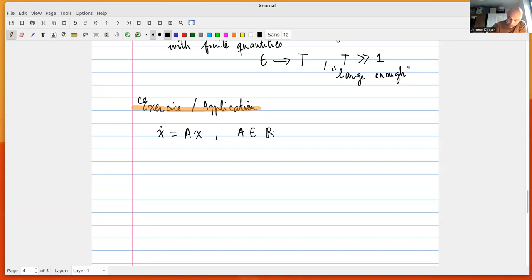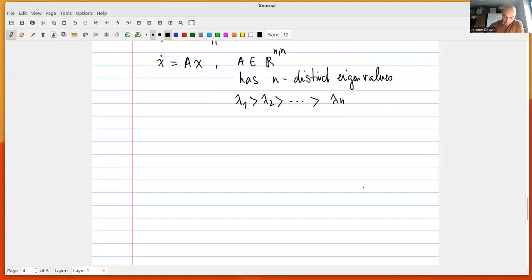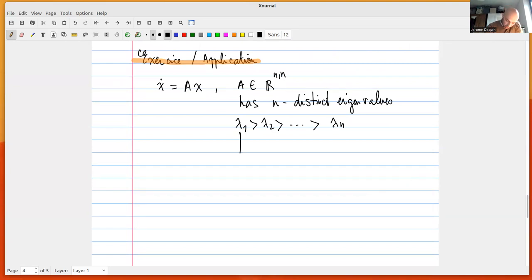A is an n-dimensional square matrix. And I assume that A has n distinct eigenvalues, that I denote lambda 1, lambda 2, up to lambda n. And I also assume that lambda 1 is larger than lambda 2, larger than lambda 3, and so on, larger than lambda n. And each eigenvalue comes with an eigenvector that I denote u1, u2, up to un. So this is the dynamical setup.